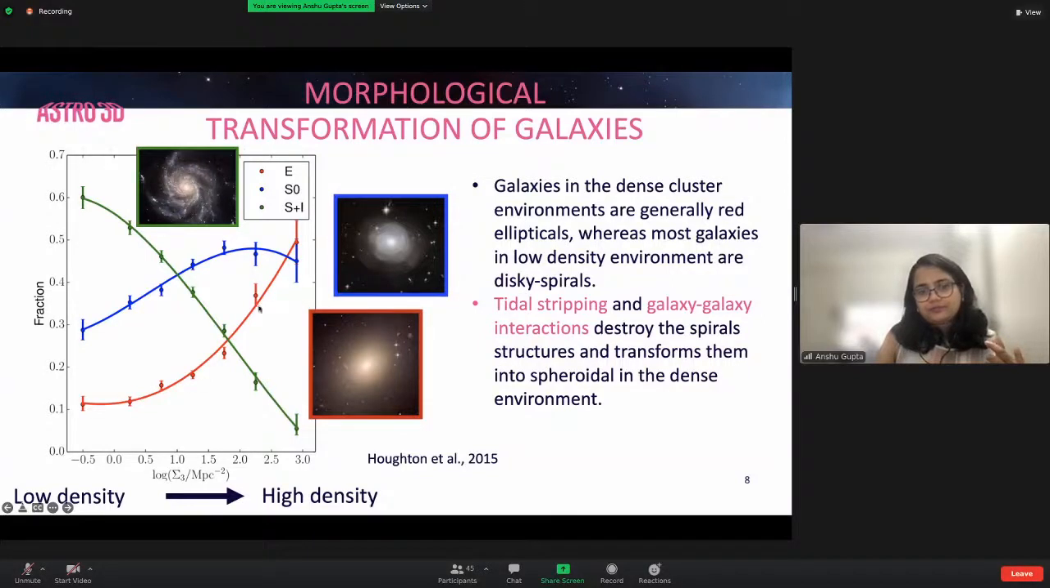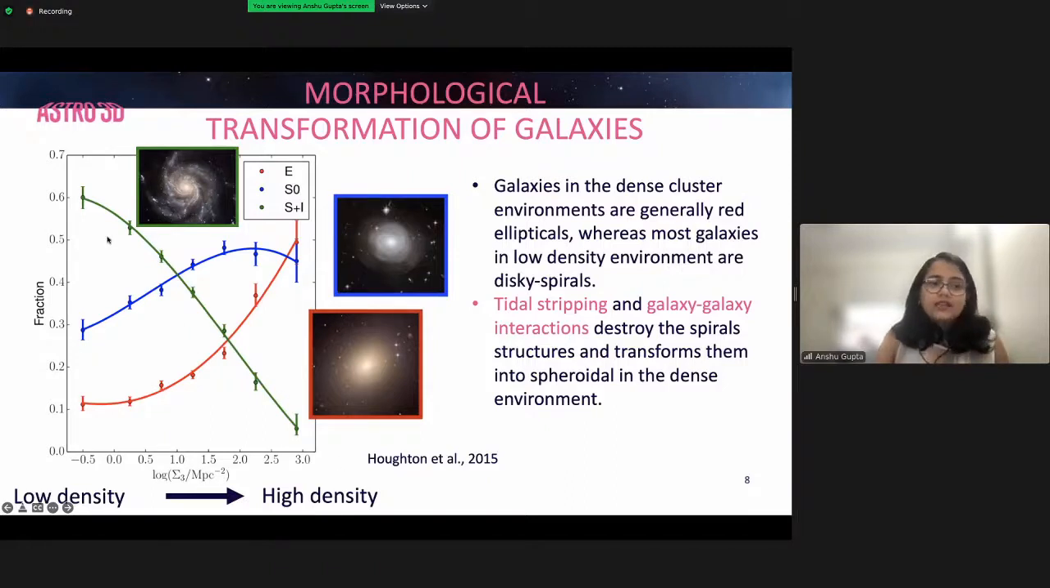Galaxies in the red and lenticular galaxies in blue. And if you look at the fraction of these three classes of galaxy as a function of density, which is plotted on the x-axis, then in the low density environment, most of the galaxies are going to be spiral structures. Whereas in high density environment, most of the galaxies have either these spheroidal elliptical types or lenticular types.